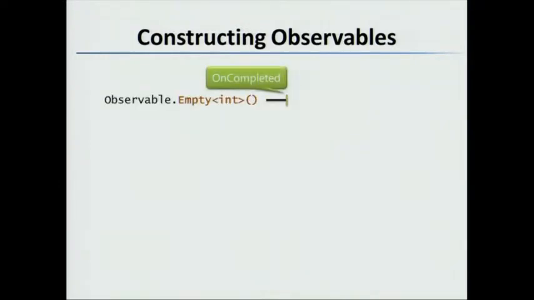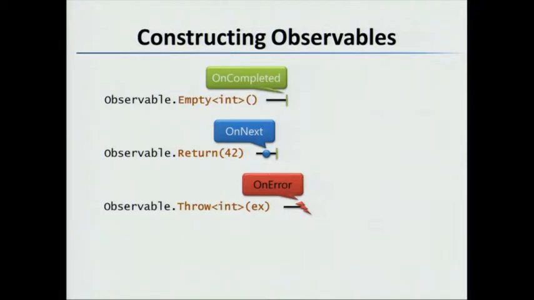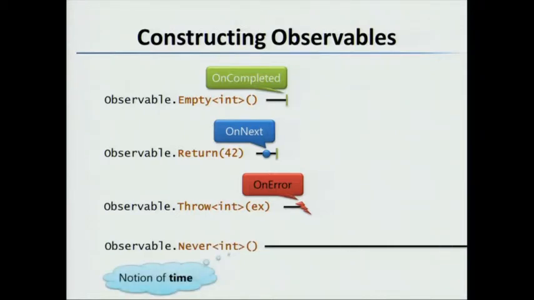First of all, a number of the operators that exist for Rx actually allow you to construct observables. For example, if you want to construct the empty sequence, just like with enumerables, you can use the empty operator. Here it has an asynchronous data stream that has a single message, which is the onCompleted message. Return is very similar. This one is not part of the standard sequence operators, but is very useful. It constructs a singleton sequence with the value that you specify and then the completed message. Throw creates an observable sequence that just has an on-error message in it, and never creates an observable sequence that has nothing, no messages in it at all.